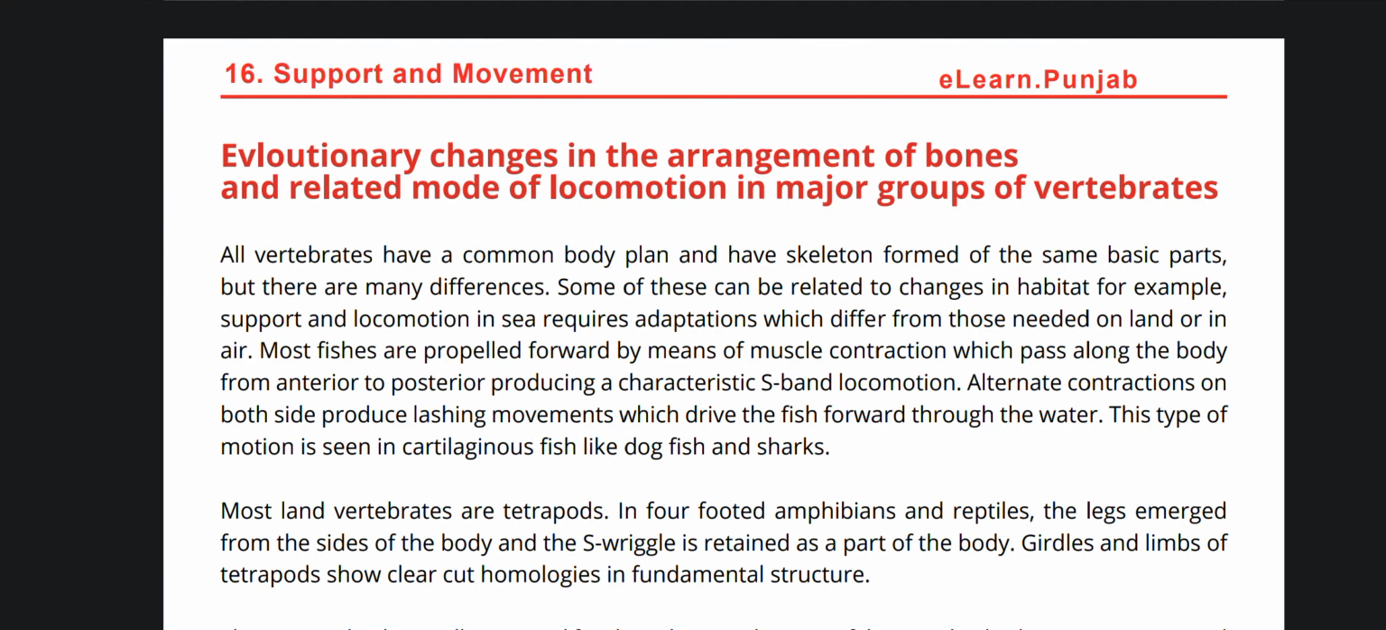Let's read about the evolutionary changes in the arrangement of bones and related mode of locomotion in major groups of vertebrates. All vertebrates have a common body plan and have a skeleton formed on the same basic parts. But there are many differences. Some of these can be related to changes in habitat. For example, support and locomotion in the sea requires adaptations which differ from those needed on land or in air.